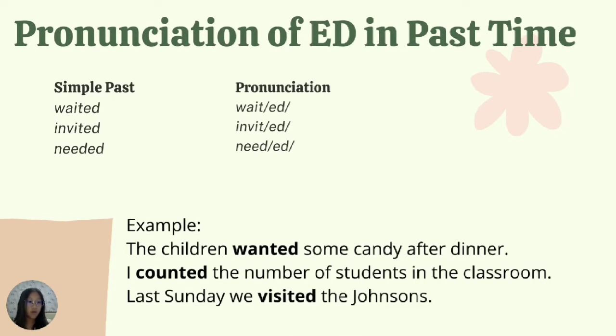For example, the word waited, we pronounce it as waited. The word invited, we pronounce it as invited. And the word needed, we pronounce it as needed. For example, the children wanted some candy after dinner. I counted the number of students in the classroom. Last Sunday, we visited the Johnsons.